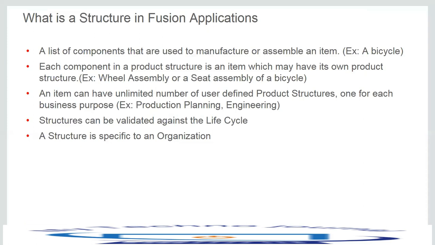So we can have multiple structures. We can create a structure for each of our business purposes. Just to give an example, we can create one engineering structure which lists the components for building the item, and we could also create one planning structure which lists the components from a planning perspective. So we could have different structures created for each business purpose.